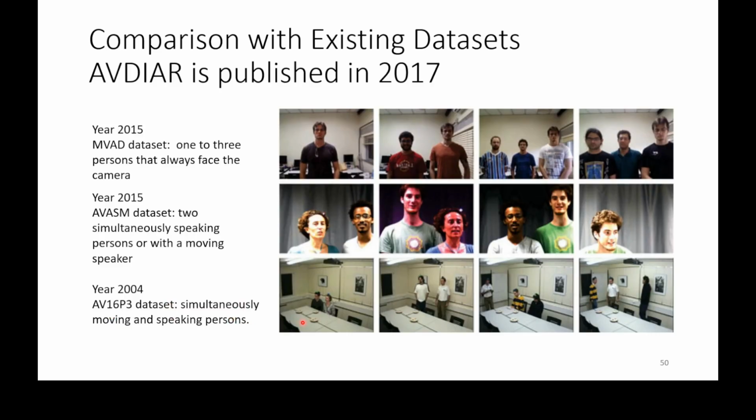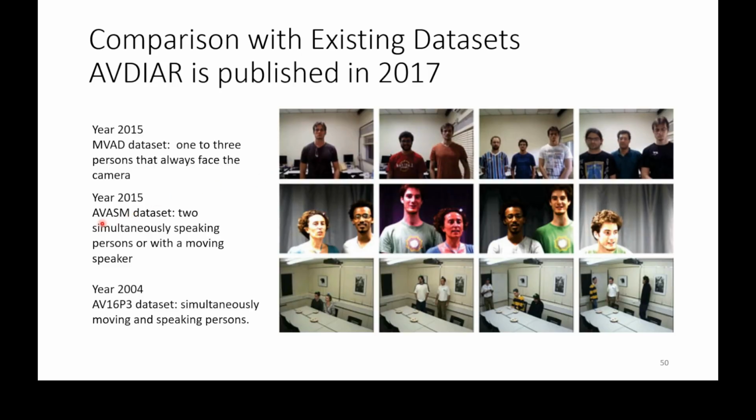They address the same problem, where a few people are simultaneously moving and speaking, and you want to recognize who speaks at what moment. There is another dataset called MVAD. But you can see from this example, in the MVAD dataset there are at most 3 persons. They always look at the camera and speak out something. So compared with the AVDIAR dataset, this is relatively simple and straightforward.